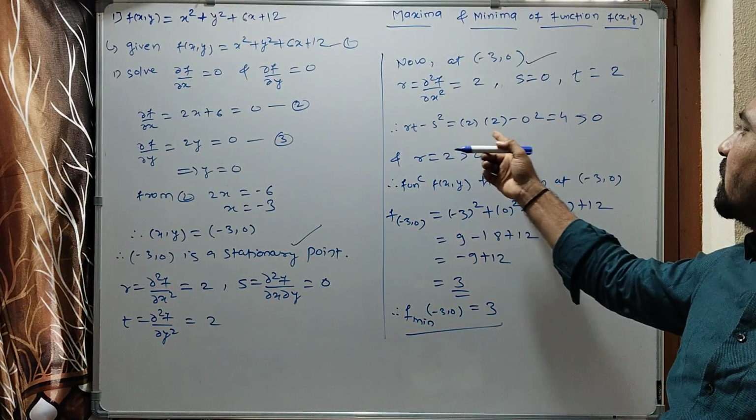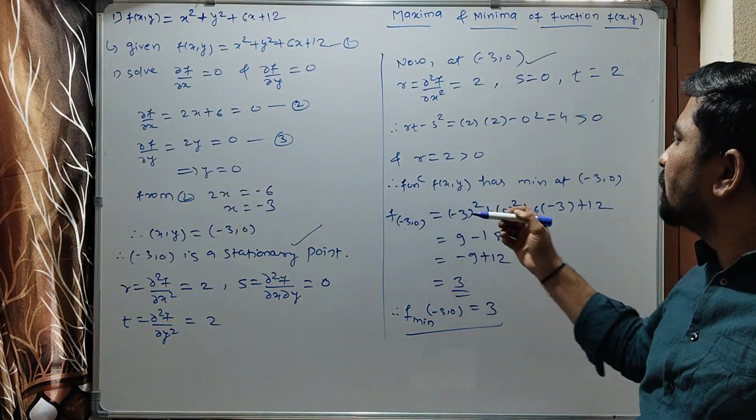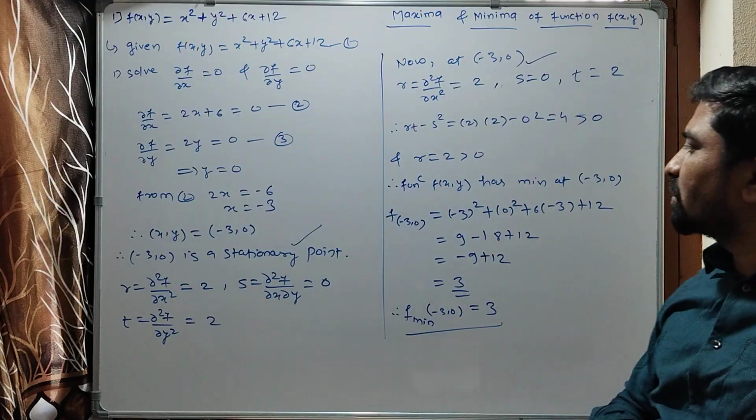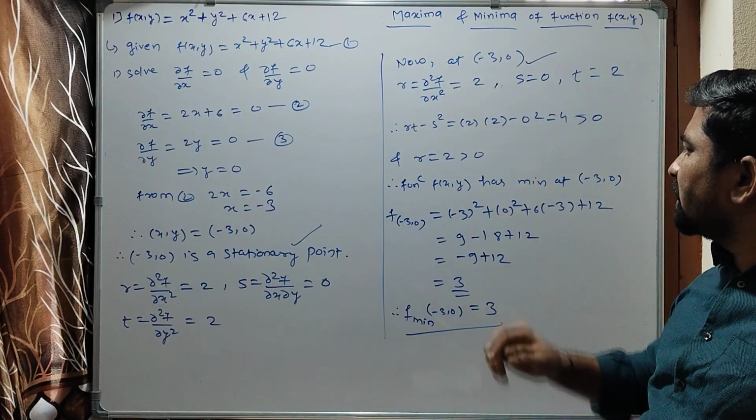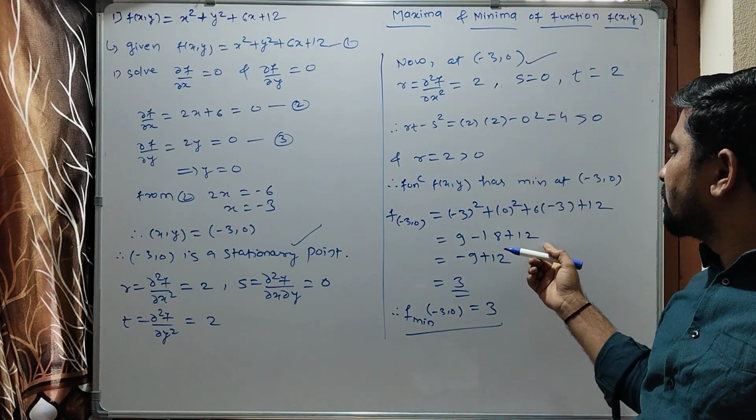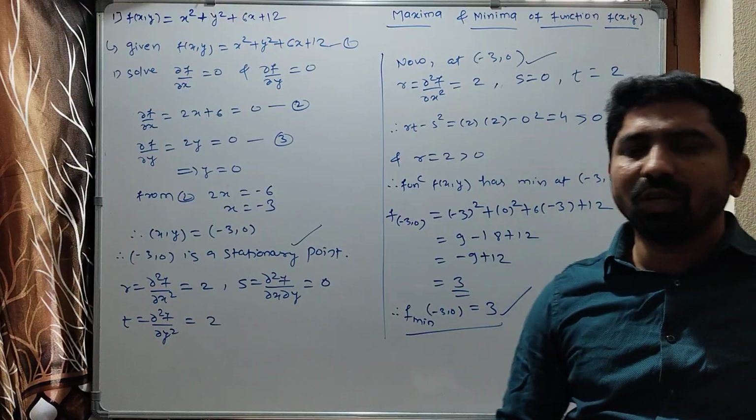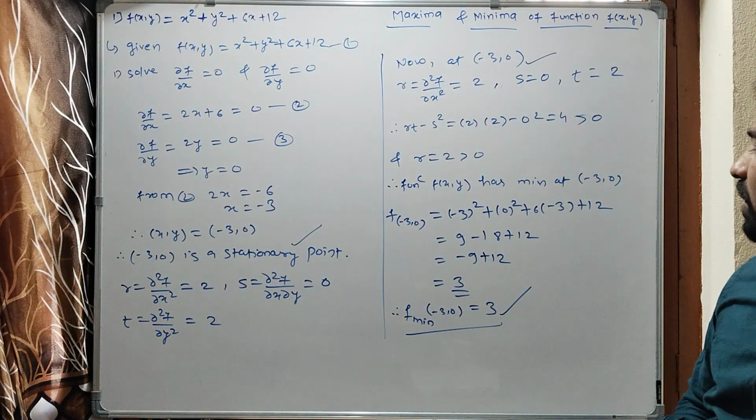So rt minus s square is greater than 0 and r is greater than 0. When r is greater than 0 and rt minus s square is greater than 0, the function has minima, with minimum value 3. So the minimum value of my function at minus 3 comma 0 is 3.